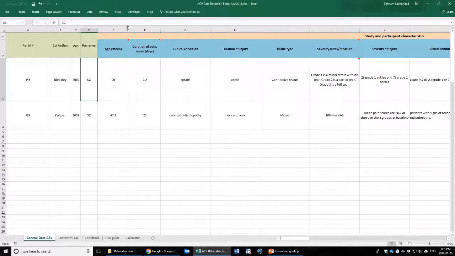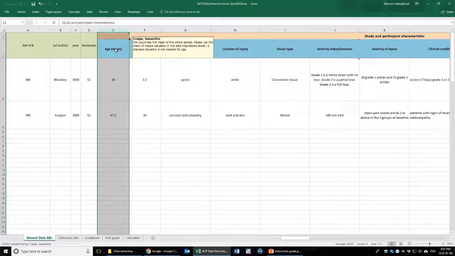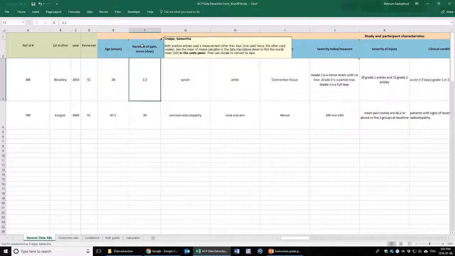Our first column is age. Here is where you may need to use the pooled means calculator. You don't need to fill out a standard deviation for age. The second is the duration of pain in days. You may notice that our 2 practice articles both reported the duration of pain in units other than days and for each arm in the sample.